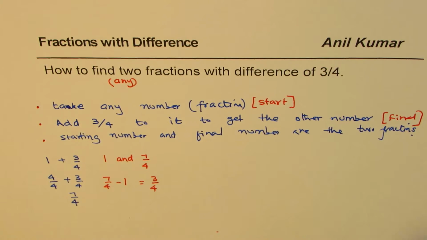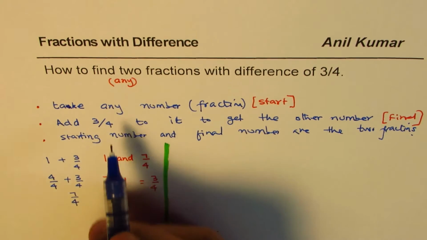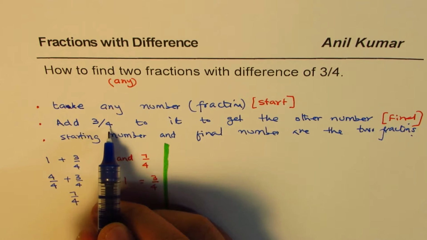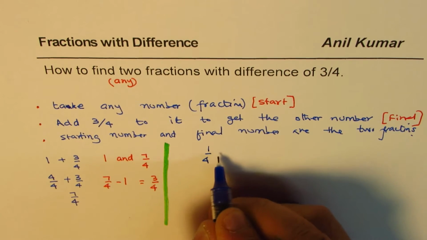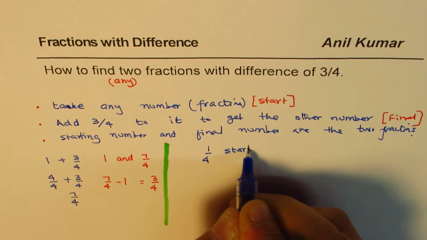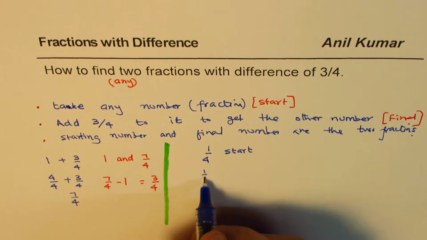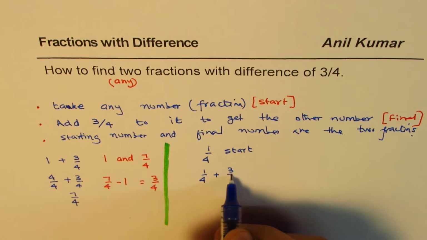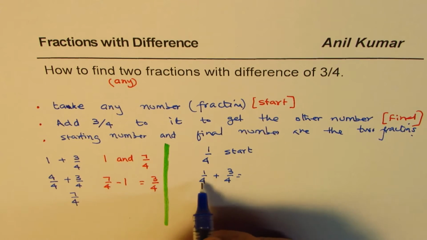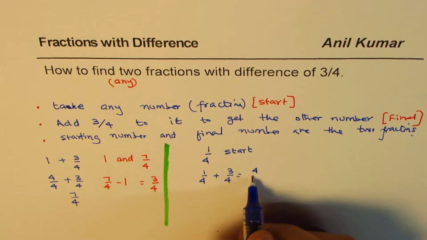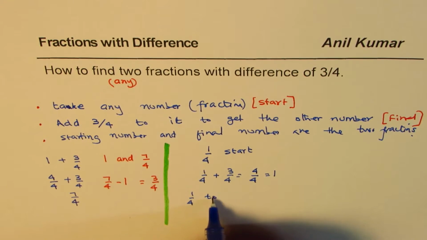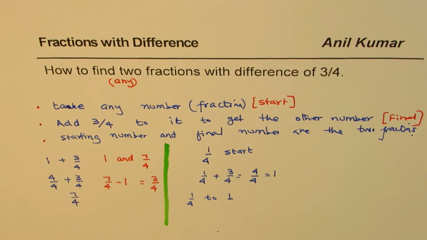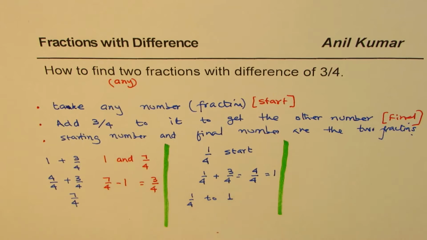Well, strictly speaking, you want to work with a lot of fractions. So it's better to take a fraction which has 4 as the denominator, right? So let's take 1 out of 4 to start. That should be the starting number. Then what is your final number? 1 out of 4 plus 3 out of 4. When you add this, what do you get? You get 4 out of 4, which is 1. So the numbers could be 1 over 4 and 1, correct? Some are not satisfied, since again I got 1 as my answer.